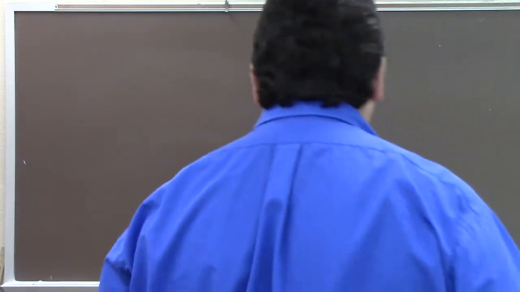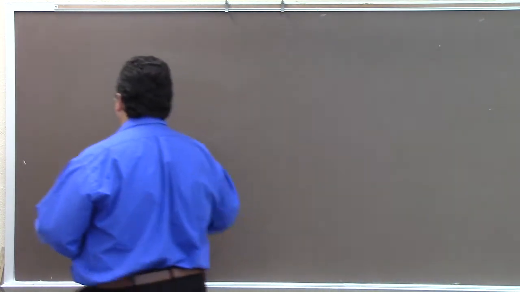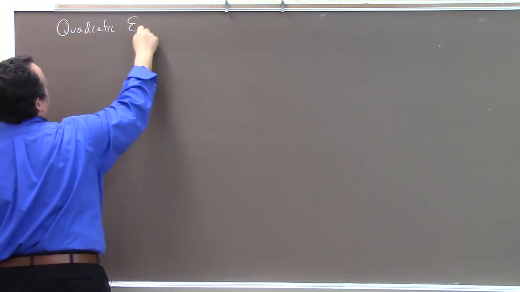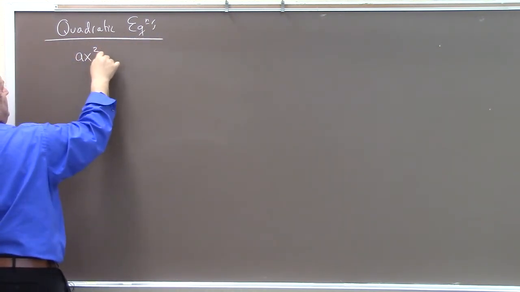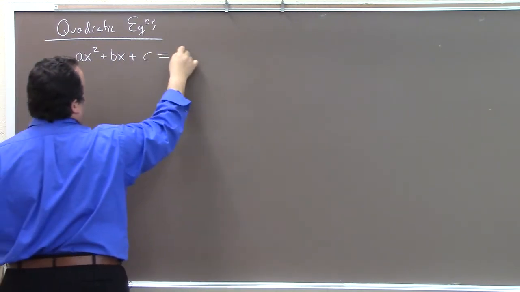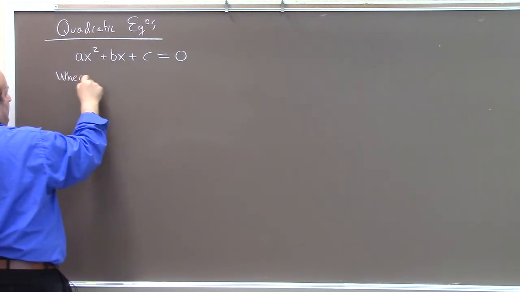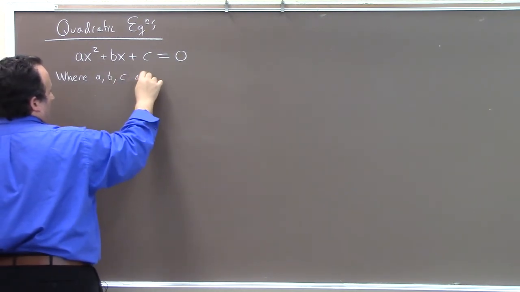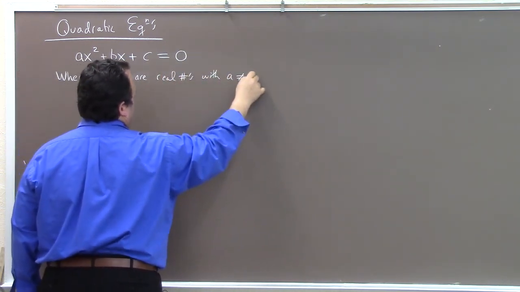All right, well, let's get started here. So I just have a few examples on quadratic equations. So what is a quadratic equation? You remember ax squared plus bx plus c equal to 0. It's a quadratic equation. Here we're assuming that the coefficients a, b, and c are real numbers, with a not equal to 0.